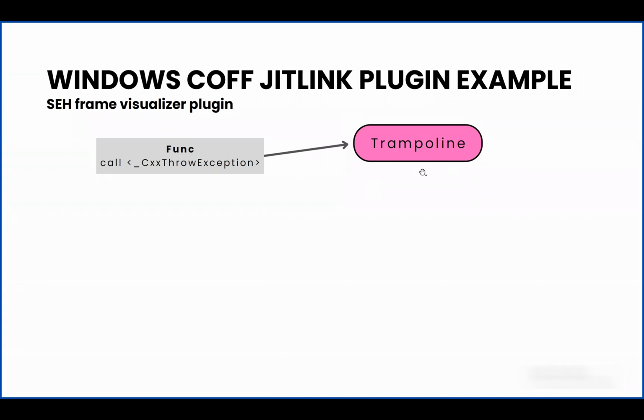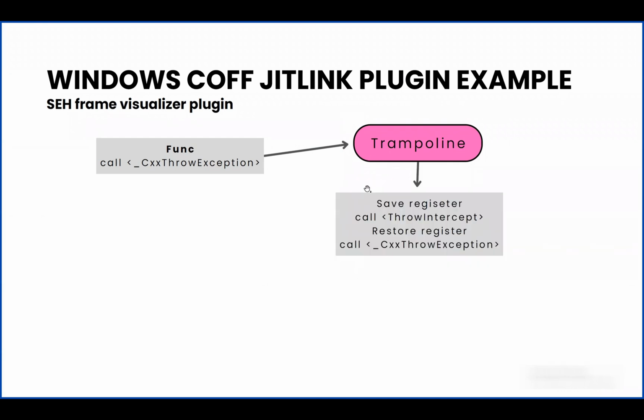We're going to generate this trampoline inside JITLink, and the trampoline structure will be something like this. It will first save some registers and call the throw intercept function, and after that it will call the CxxThrowException function, so that it can go on with the usual exception handling routine.